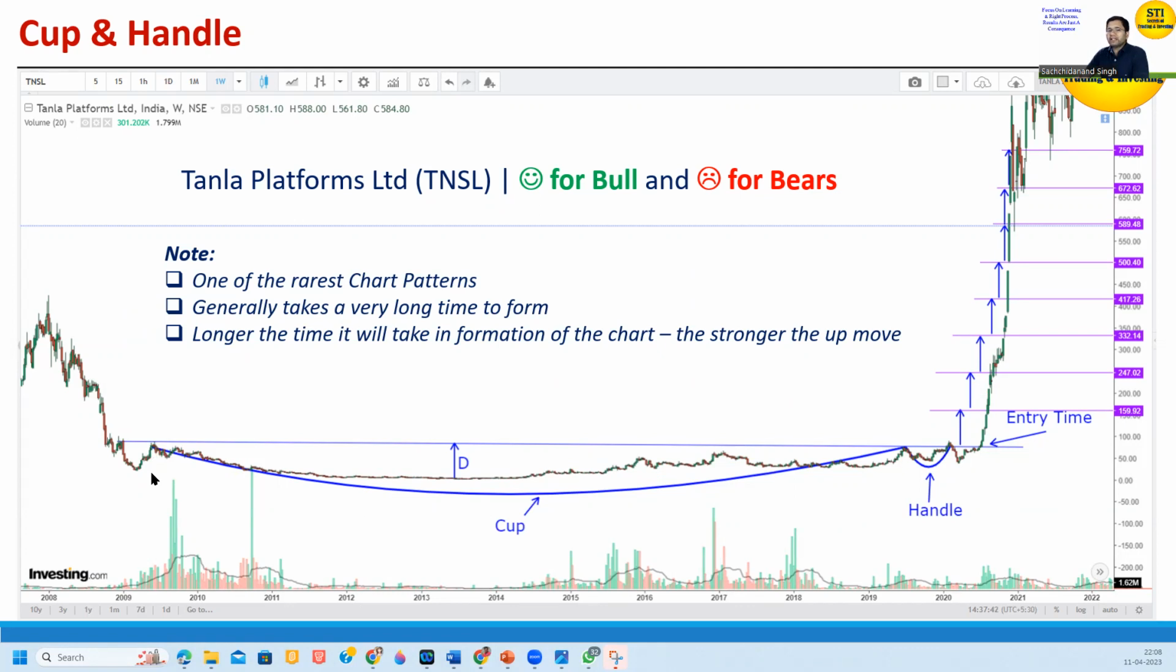What happens in such a chart formation is that the price remains almost constant, or shows very minimal appreciation, for a longer period of time. If you look at this particular example, the price of this stock from this point, where my mouse pointer is, was somewhere around 50 rupees. And if you look at the time frame, it was around 2009, and it continued till nearly mid of 2019.